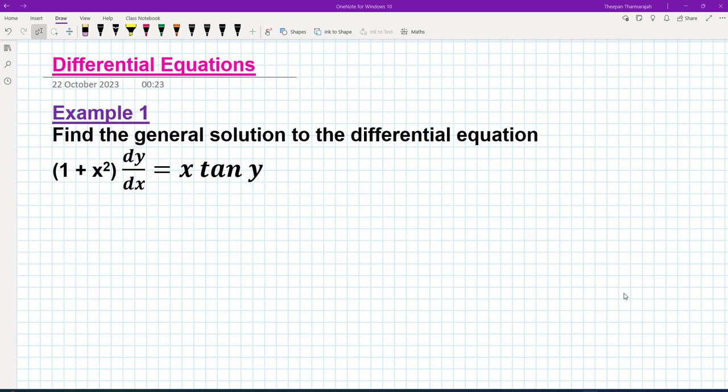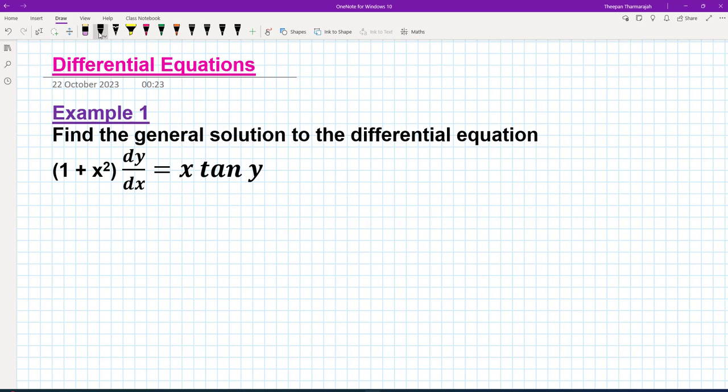In this video, we're going to look at differential equations which occur in regular A-level. In regular A-level, you'll only ever be asked first order differential equations, which involves a technique called separating the variables. So here we've got 1 plus x squared dy by dx equals x times tan y.